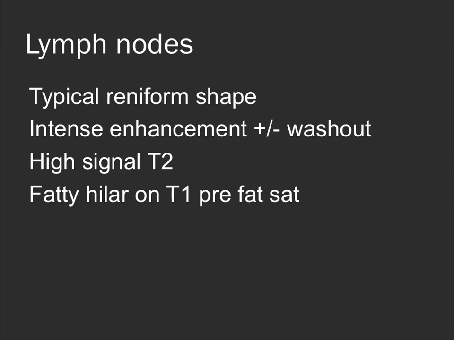Let's move on to talking about lymph nodes. So lymph nodes always have intense enhancement and washout type kinetics. Lymph nodes look like lymph nodes as they do in any other modality. They're typically a reniform shape when they're normal, but they do tend to have very high signal on T2, so they're sort of light bulb bright, and this can be a clue that something is a normal lymph node, not a little mass. If they are big enough, you can look at the T1 pre-fat sat and see if they have a fatty hilum.